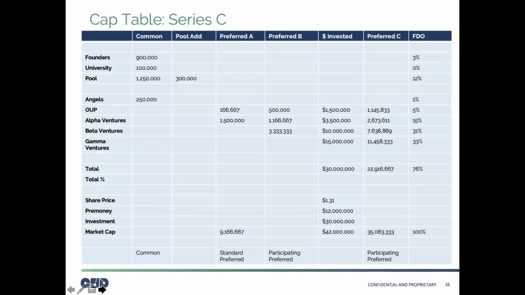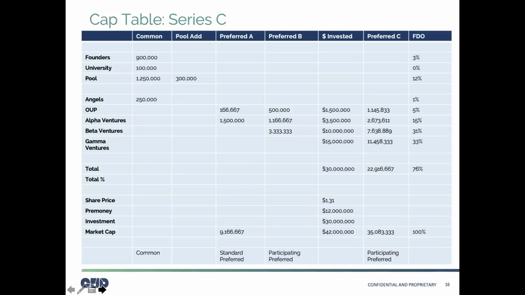Now we look at 30 million invested in Series C at a down round price, so at $1.31 versus $6 in the B. We left some of the prior round share price numbers off just to avoid confusion. So OUP invests $1.5 million, Alpha invests 3.5, Beta 10, Gamma 15, for a total of 30. And you can see the number of shares we each purchase, and then fully diluted ownership, including the A and the B positions, and for the angels, founders, and university, and the pool of the common.